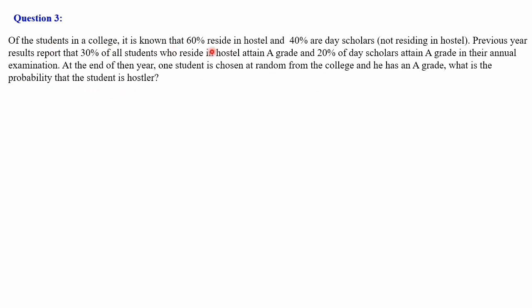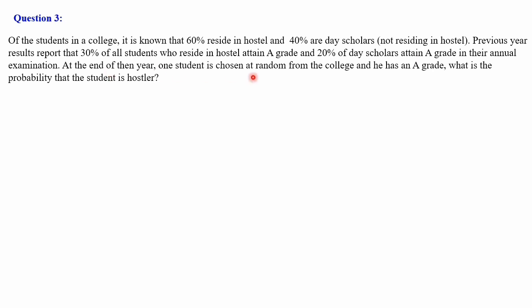Here there are two categories mentioned, hostelers and day scholars. 60% are hostelers and 40% are day scholars. These two we can take as E1 and E2. Previous year results report that 30% of students who reside in hostel attain A grade. This we can consider as an event A, a student who attains A grade. Then 20% of the day scholars attain A grade in their annual examination. So up to here, when we read, we can define E1 as hosteler, E2 as day scholars, and A we can consider as a student who attains A grade.